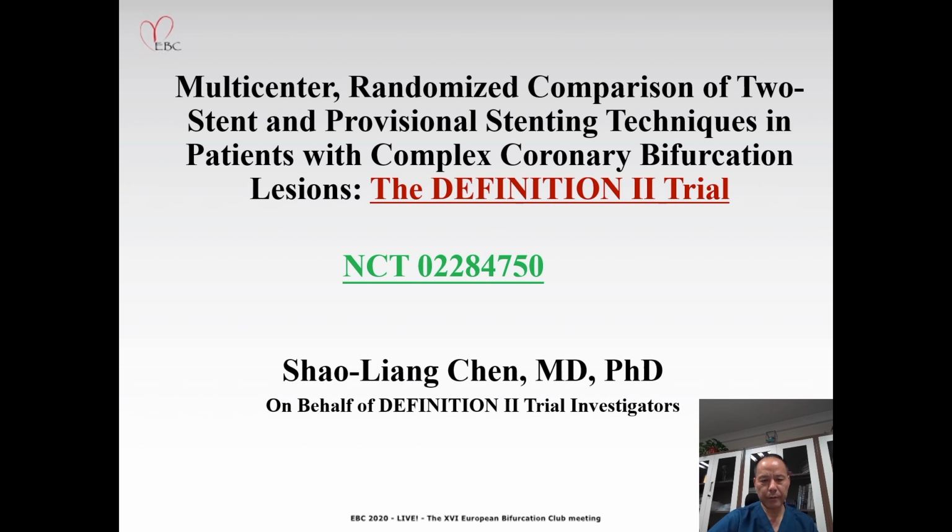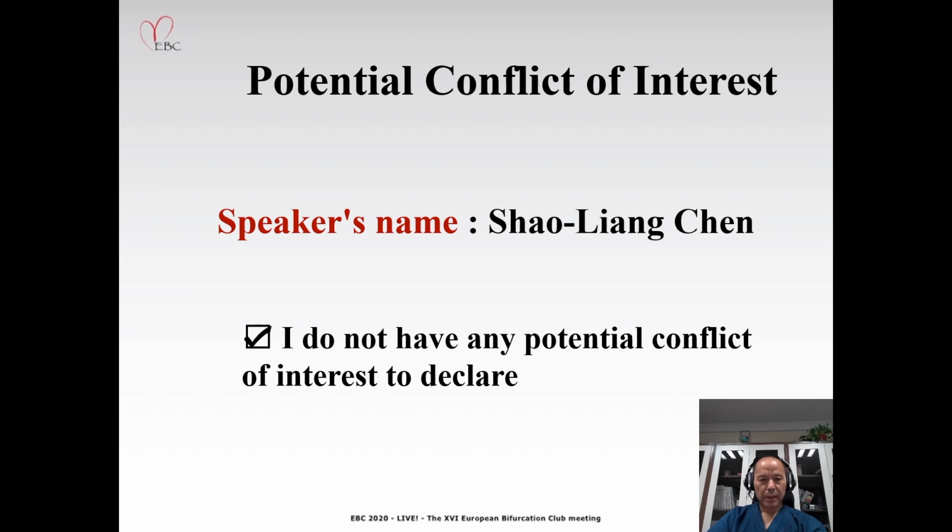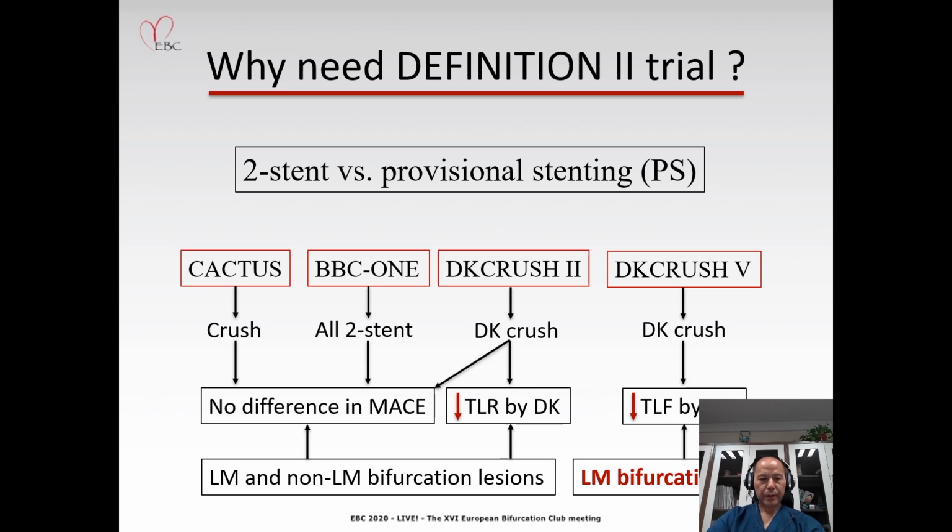The topic of my presentation is the DEFINITION II trial. This is my disclosure. So far, there are 4 major randomized clinical trials comparing provisional stenting technique with different kinds of two-stent technique. Of them, the CACTUS, BBC1, and DKCRUSH-II studies compared provisional stenting technique with classic crush, all kinds of two-stent technique, or DK crush technique.